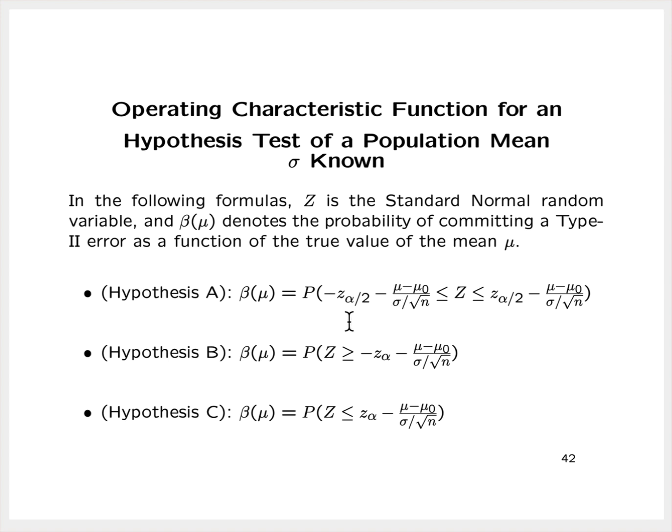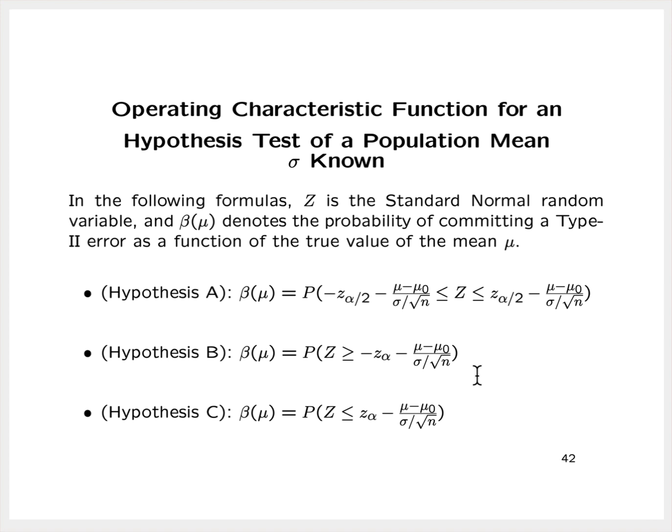But I would also point out, as I was saying before, not only do these probabilities, and therefore the beta function, depend on the true value of mu, which shows up here, but they also depend on alpha, the significance level used for the test. It depends on the sample size, n. It depends on the standard deviation of the distribution we're sampling from, sigma. And it also depends on the hypothesized value, mu 0. These other two formulas also depend on those quantities.